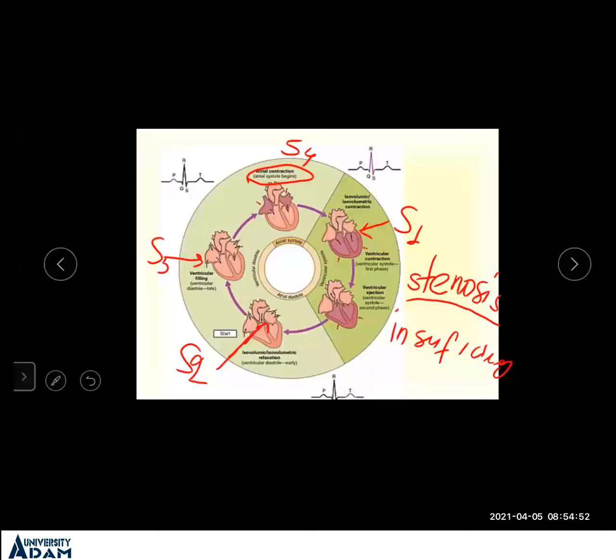For example, aortic stenosis. During aortic stenosis, we hear a murmur during which cycle? Let's imagine that there is aortic stenosis, and the murmur appears during which sound or which cycle?